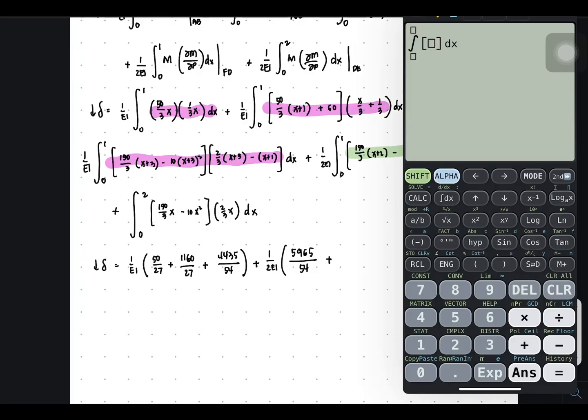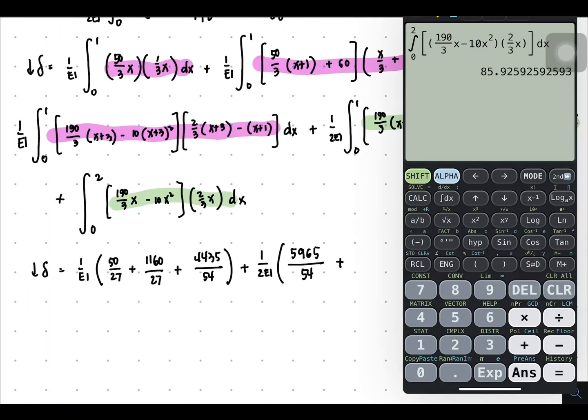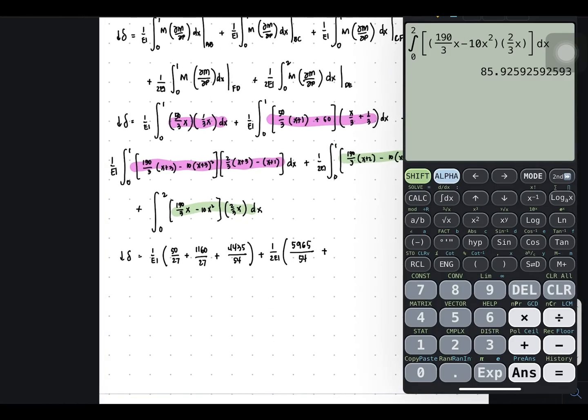So the integral for this one, this is 190 over 3 x minus 10 x squared times 2/3 x. So the limit is from 0 to 2. So it's 190 over 3. Okay, so that would be 85.926.